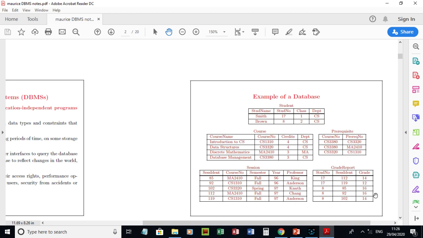So how much information, or how much data, do we have over there? How many values? How many records? You have 5 records. And then for students, we have what? 2 records. I think prerequisite here has 3 records. And I think course name has 4 records. All right, so that is it.